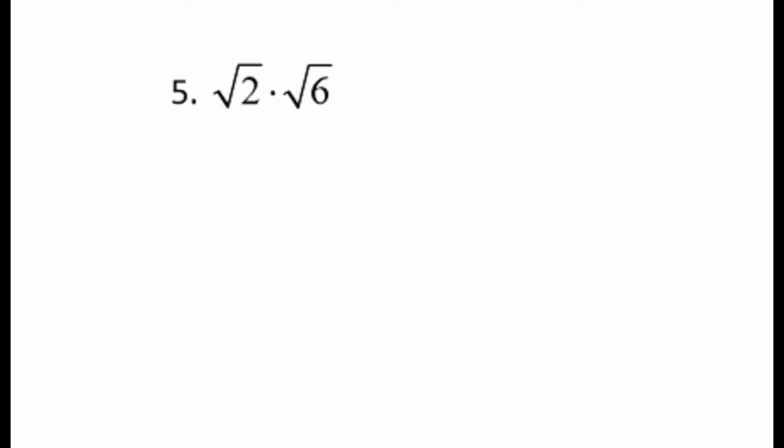All right, so let's look at one that has multiplication in it. 2 is not a perfect square, and 6 is not a perfect square. But because they are both square roots, we can multiply what's underneath the radical, the radicand, and we can get the square root of 12.